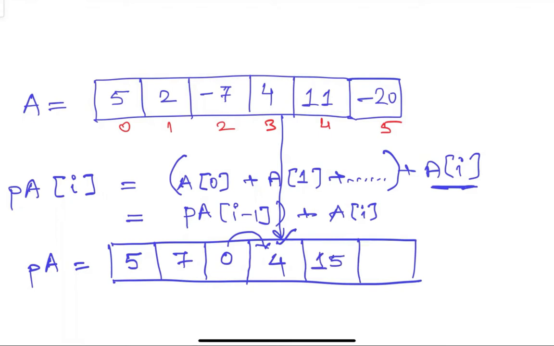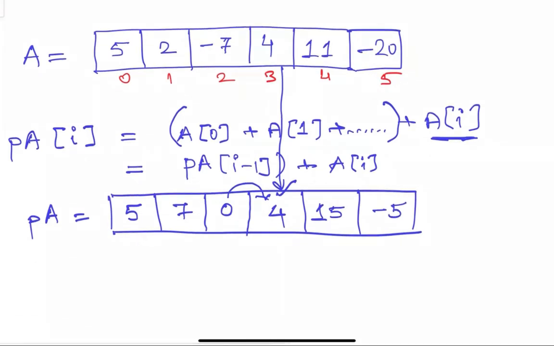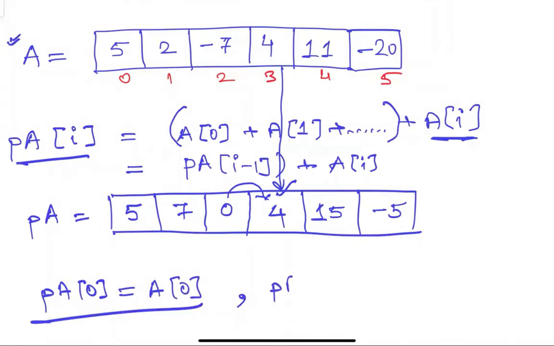-5. So basically, if you are given an array A, we can recursively define prefix sum as PA of 0 is going to be A of 0. That's the base case. And PA of I is going to be PA of I minus 1 plus A of I.